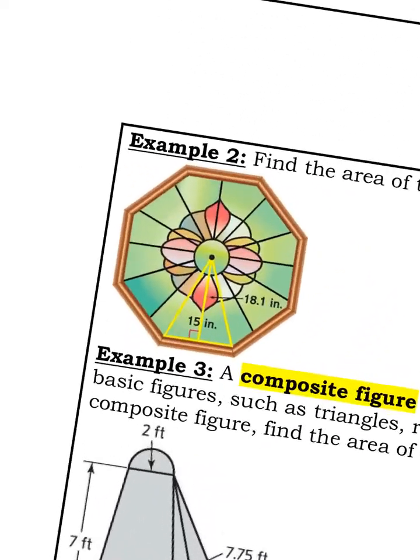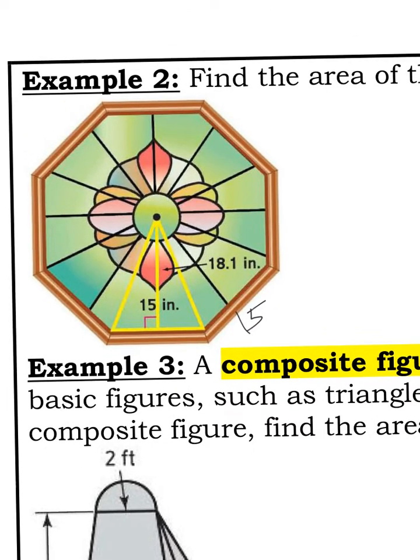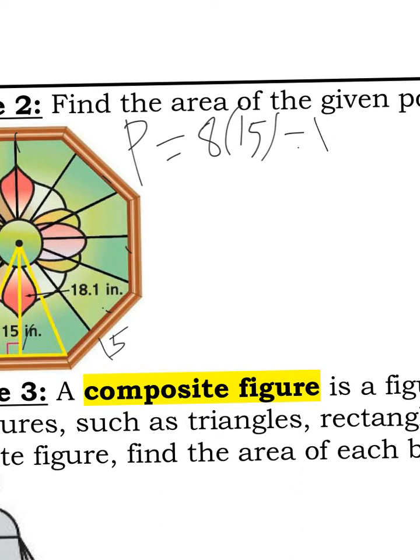So here I have 15, and I'm not in love with this picture because it looks like 15 is the apothem, but you see that the arrow of 18.1 is pointing to the apothem, so 15 is one of these side lengths down there. So the first thing I'm going to go over is my perimeter. My perimeter is, let's see, I have a side of 15 and I have 1, 2, 3, 4, 5, 6, 7, 8 sides. So I'm going to go 8 times 15 for my perimeter, and 8 times 15 is 120.